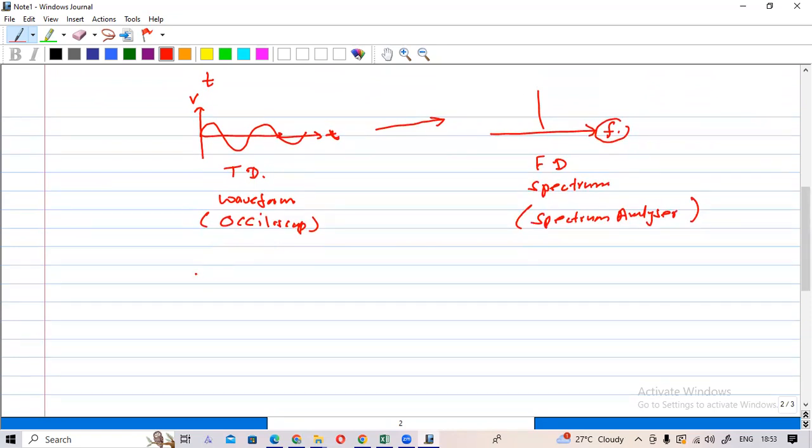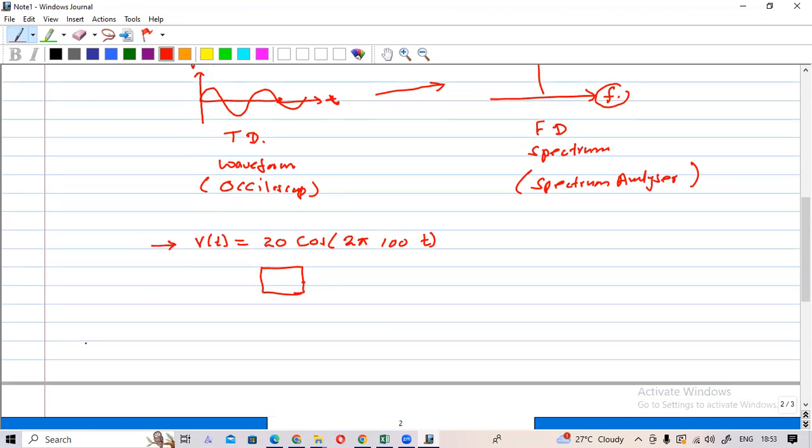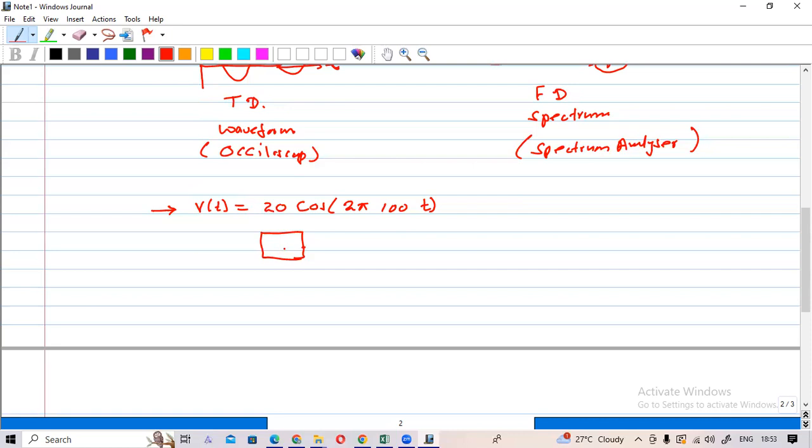If I use a signal generator, I can generate a sinusoidal signal with 20 peak to peak, cos 500 peak. So using a signal generator, I get this kind of sinusoidal signal. Then I give this signal.